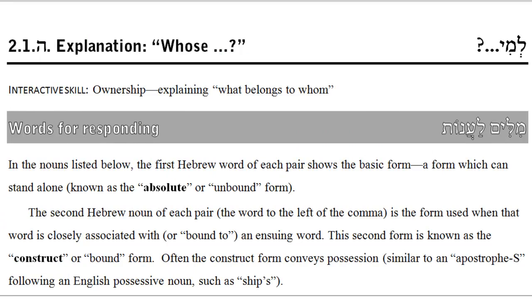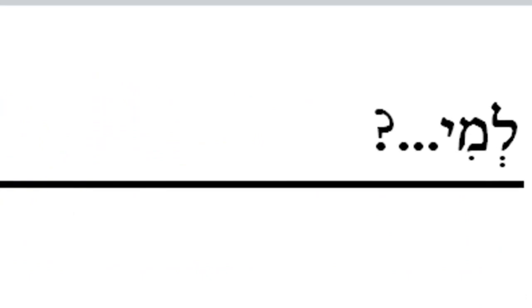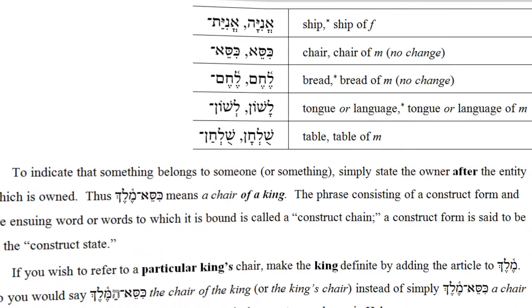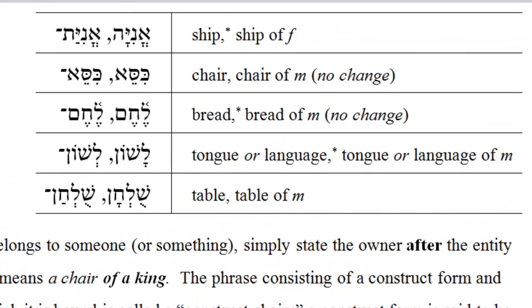Segment 2, Nikud Achat, Nikud He. Lemi. Lemi. In this segment, you'll be learning how to indicate ownership. What belongs to whom? This segment does include some words that you will want to memorize. Milim la'anot. Let's take a look at these words.